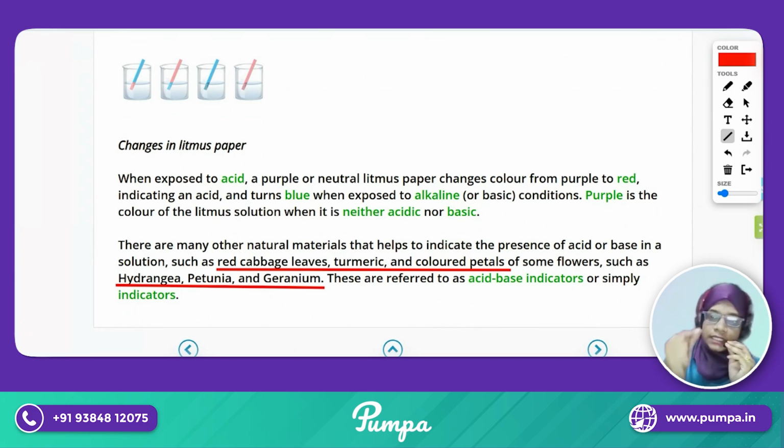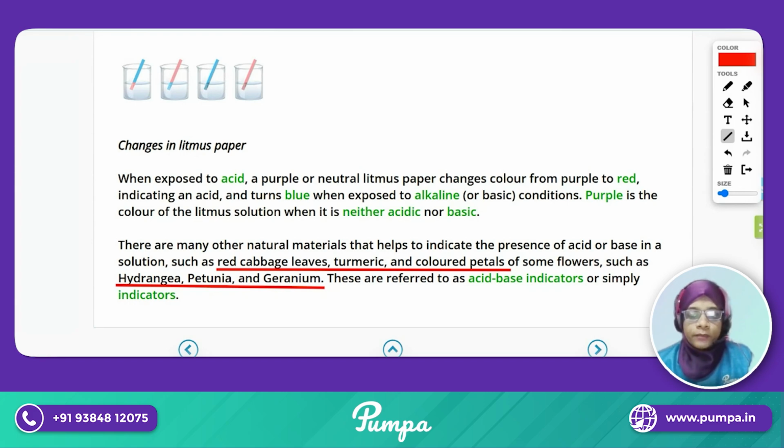The colored petals from some flowers, we can take as a solution and use it as an indicator. There will be a color change. Okay, so we can remember these names as well. We will be calling them indicators. Sometimes, if specified, they are also called acid-base indicators.